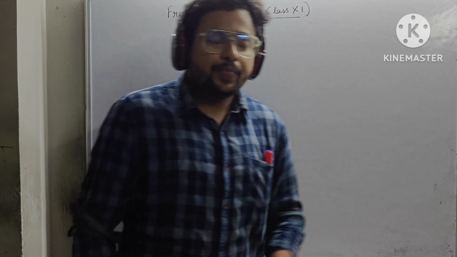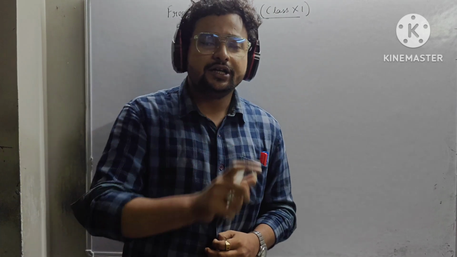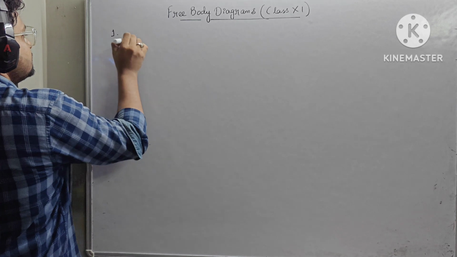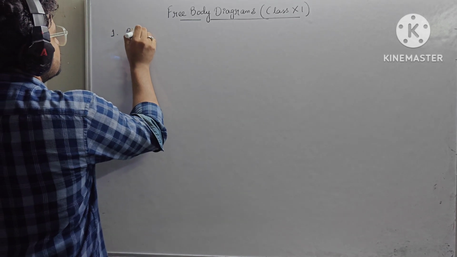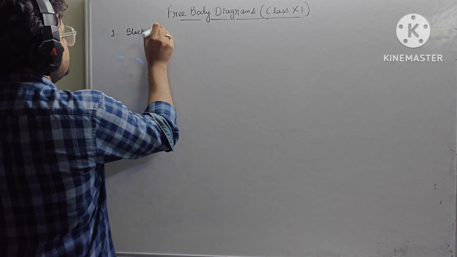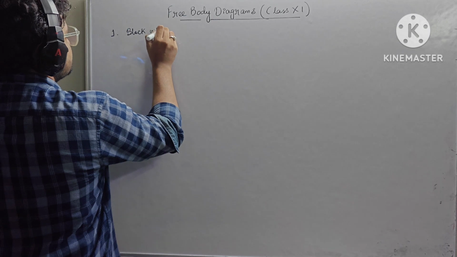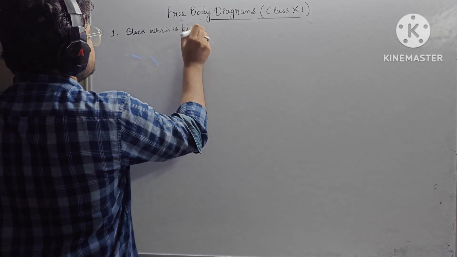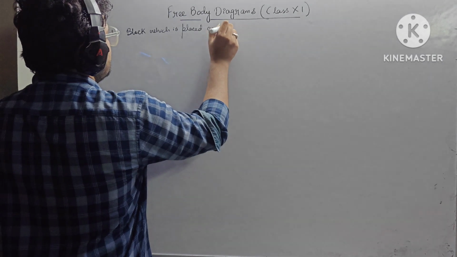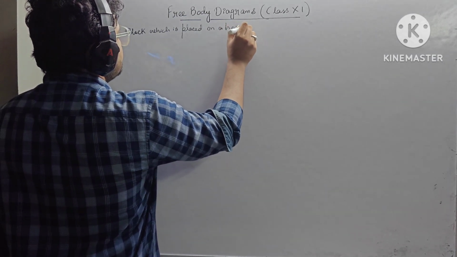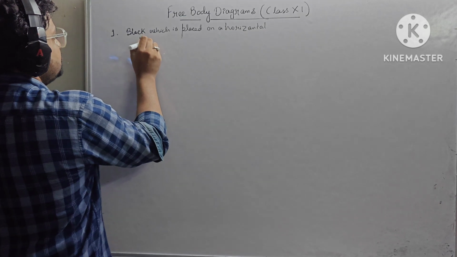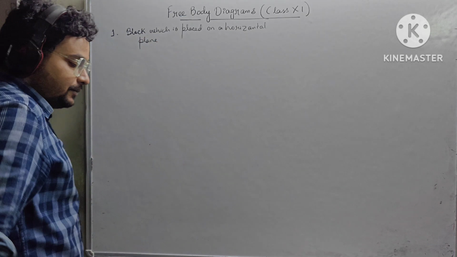Now, the first one will be a very easy one. I am starting with the easiest one. Number one is a block which is placed on a horizontal plane. A block which is placed on a horizontal plane.